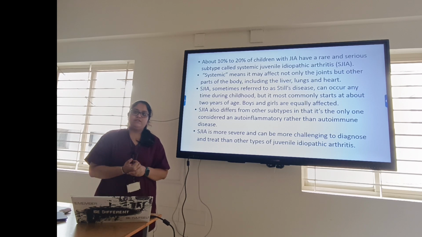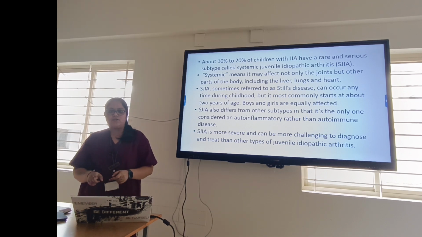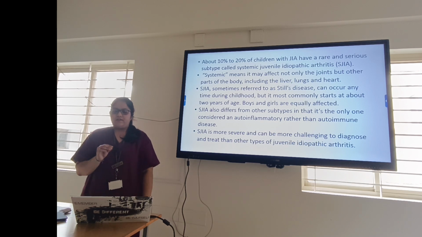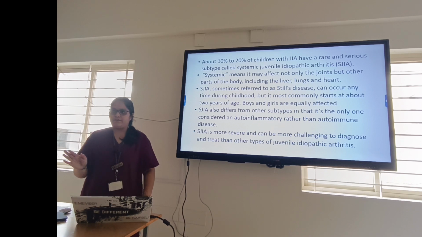Systemic means it not only involves the joints but also different body parts, majorly the lungs, heart and liver. If it is not treated, it might lead to multiple organ failure and the person may lose their life. SJIA, sometimes referred to as Still's disease, can occur in childhood and can be diagnosed as early as the age of 2, and girls and boys are equally affected. There is no differentiation.